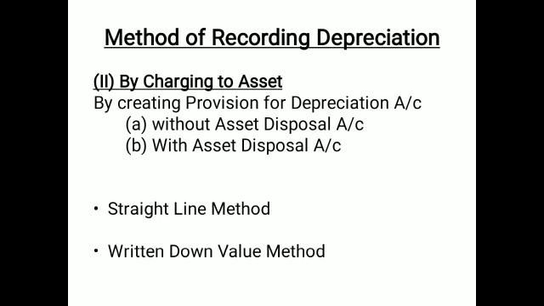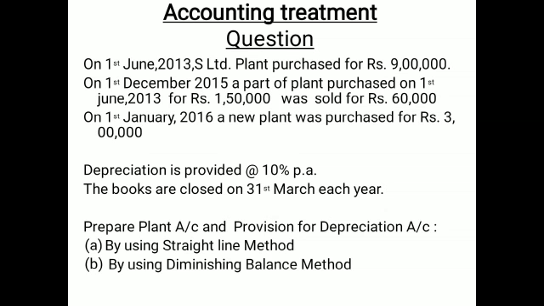So here, along with the asset, only the provision for depreciation can be opened, and the second is that along with the asset, the provision for depreciation and the asset disposal account are opened. I am telling this video only with the straight line method, but the same question can be done with the two methods, straight line and written down value. Now the question is the same as I have already taken without the provision.